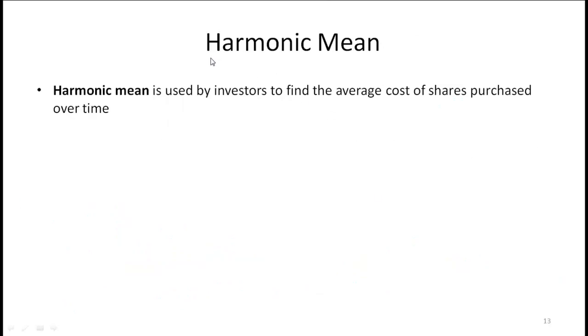Now let's talk about the concept of the harmonic mean. The harmonic mean is used by investors to find the average cost of shares purchased over time. Take an example. Let's say that an investor spends $1,000 every month for 3 months to buy shares of XYZ company. In month 1, let's say that he bought shares for $8, and then in month 2, he bought the shares of XYZ for $9, and then in month 3, he paid $10 for each share. Now the question is, on average, how much did he buy a share for? And that answer is the harmonic mean.